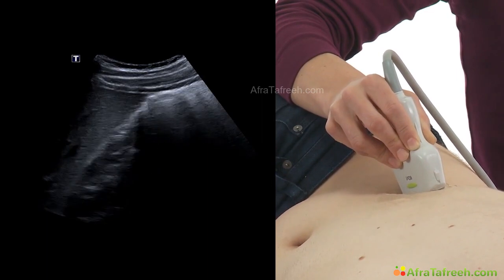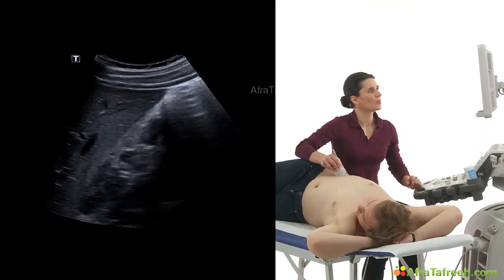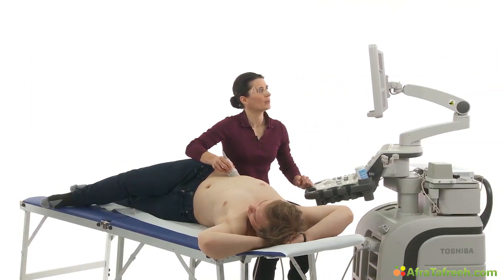Again, exhale and inhale, please. Thank you. So that we can assess the whole kidney in this plane. Especially in the beginning of your ultrasound career, it is very helpful to perform this movement a few times so that you are able to assess all the structures of the kidney and be sure that you have seen everything.